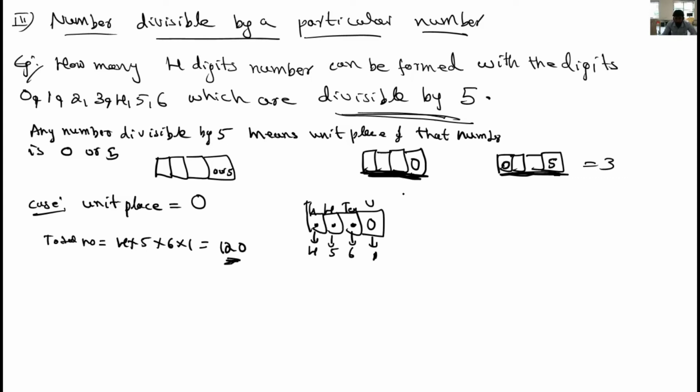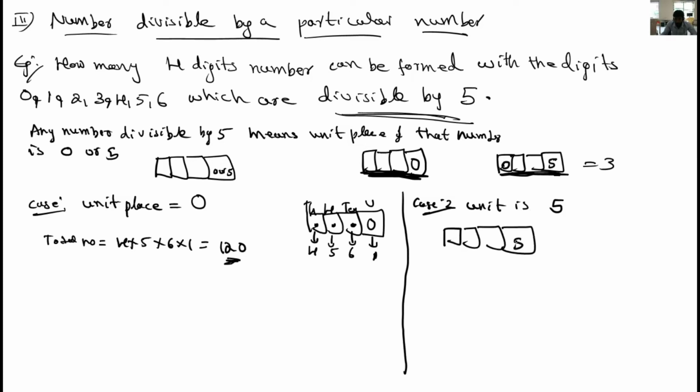Okay, take the second case, that is unit place is 5. Unit place is 5. So 1 2 3 4. Here I am taking 5. That means here only one possibility. Okay, then 3 vacant places are available. Out of 7 numbers, one number is fixed, so 6 numbers are available.